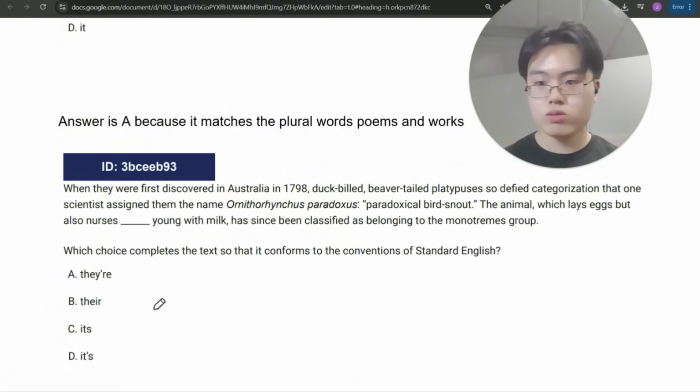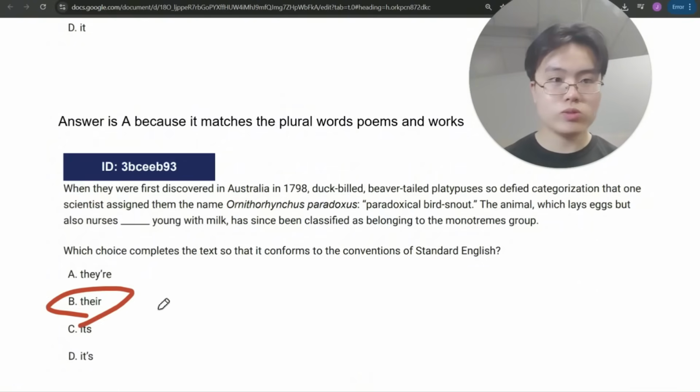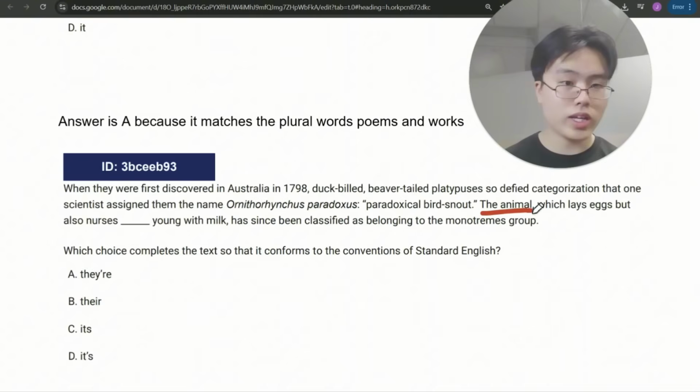So if you picked B, you would be wrong. Like I said before, it's the animal. The animal is what's nursing the young. The animal is singular. There's only one animal. There's no S here. If there was an S here, then it would be B. Okay?